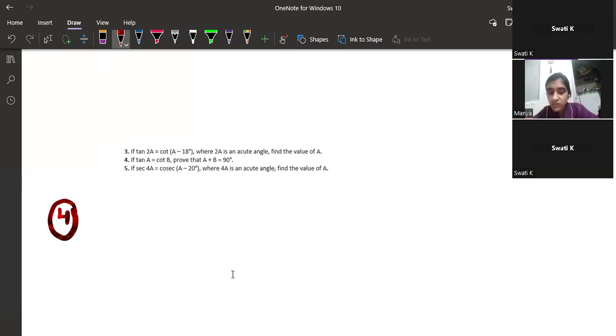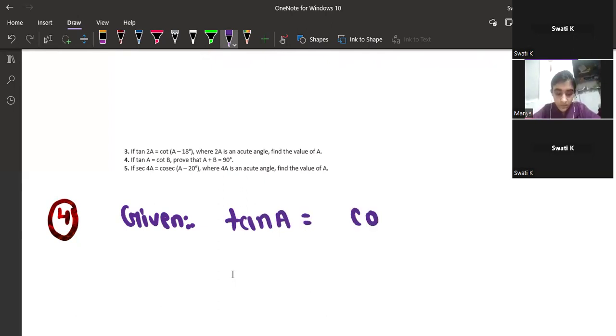Correct. So remember one thing, Manya, that in a proof question you have to write things, right? So I'll suggest that for any other question too, if it is a proof question, first write the given information. You can write down given: tan A is equal to cot B, because this is given. After this, you can write what you have to prove. To prove: A plus B is 90 degrees. This we have to prove, okay?